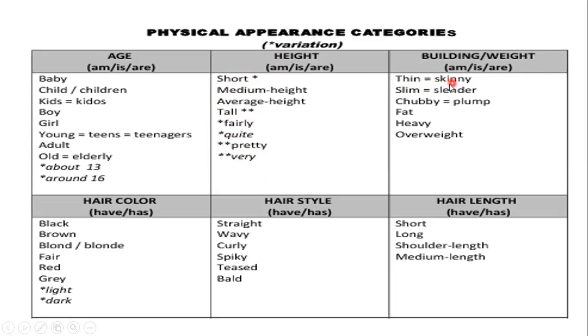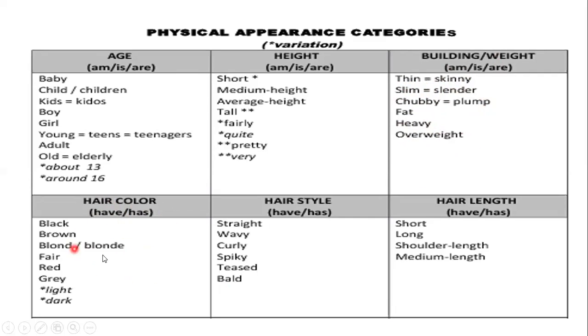Thin is equals to skinny. Vean que este es un sinónimo. Slim is equals to slender. Chubby is equals to plump. Fat, heavy, and overweight. This is related to building or weight. Y usted puede decir, I am thin, I am slim, I'm chubby. He or she is fat, he or she is heavy, he or she is overweight.